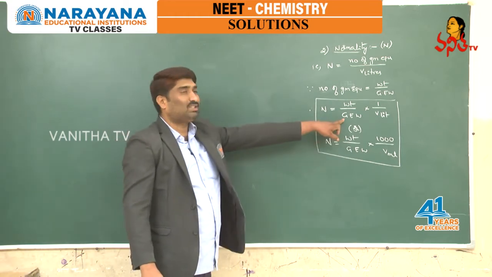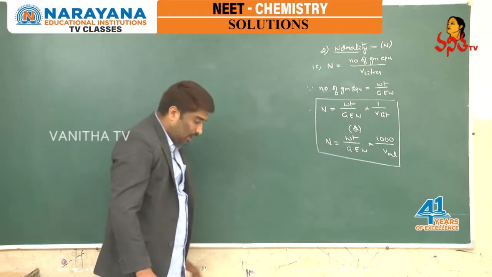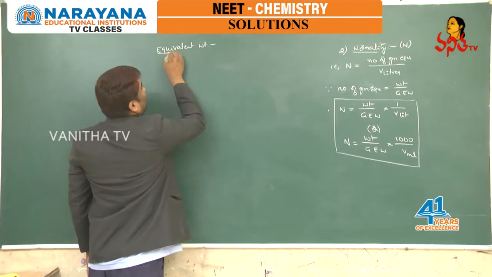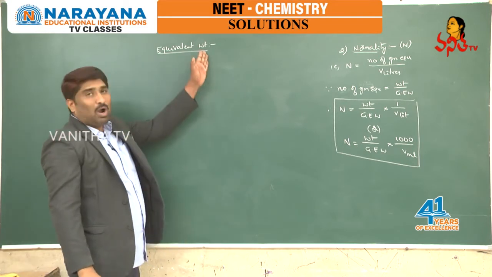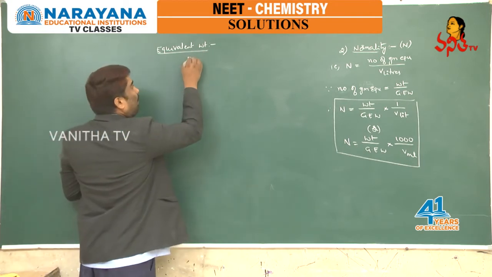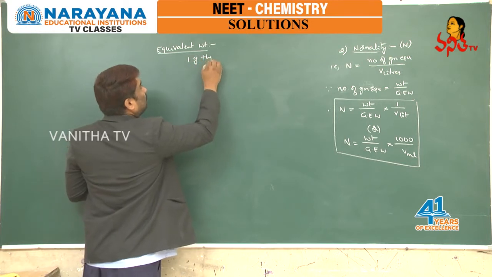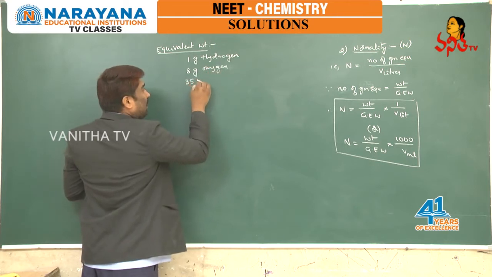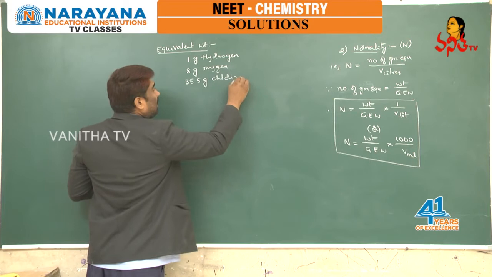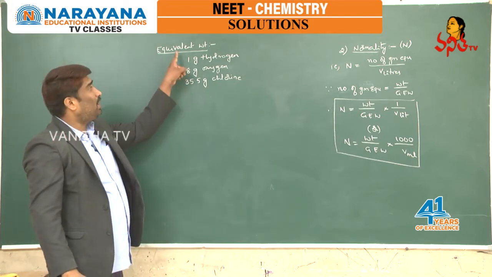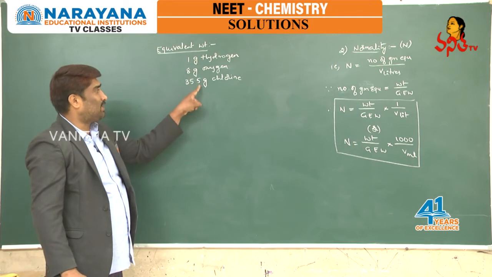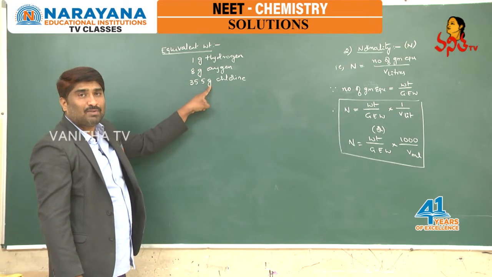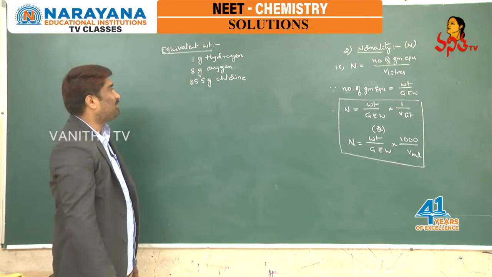Here is a new term, which is gram equivalent weight. How to calculate gram equivalent weight, or what is equivalent weight? Equivalent weight can be defined as the quantity of substance that can displace or combine with 1 gram of hydrogen, 8 grams of oxygen, or 35.5 grams of chlorine.